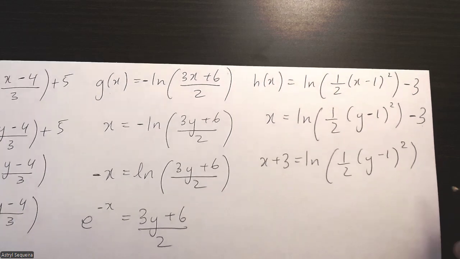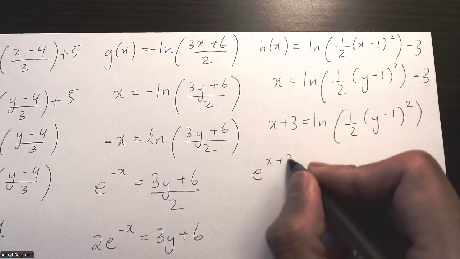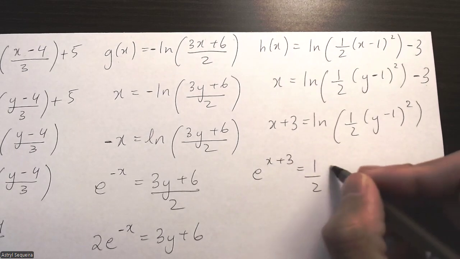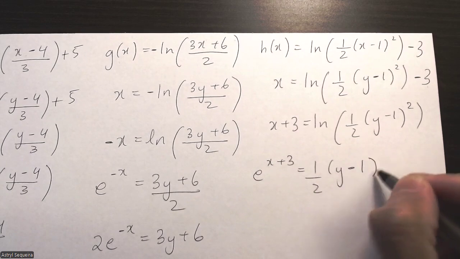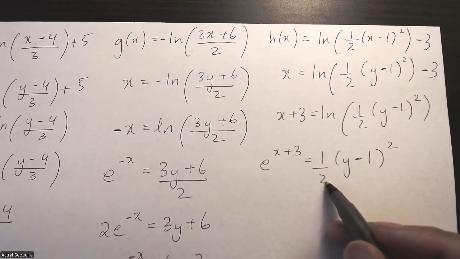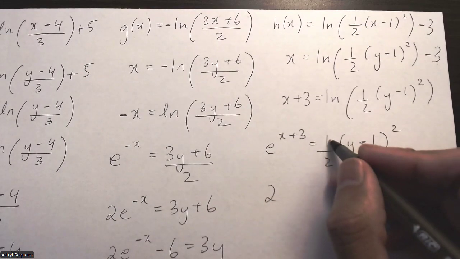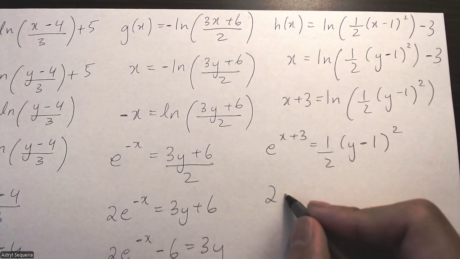Then I need to get rid of the ln next, so it becomes e to the x plus 3 equals 1 over (2y minus 1) squared. Next, I need to get rid of this 2 here, so I'll multiply it on the other side. The 1 on the top is going to disappear because 1 times that is just that.